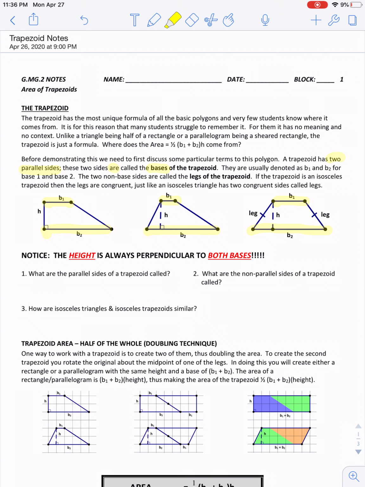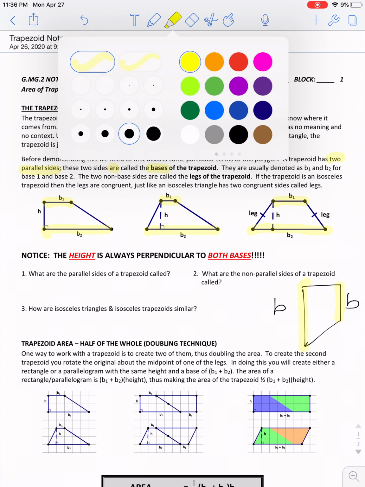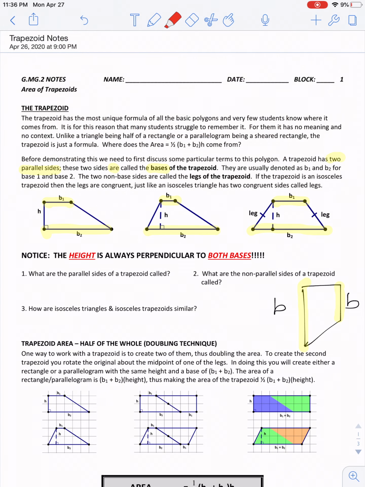It won't always be that way though, because notice if I draw one this way, my bases are here and here, because those are the 2 sides that are parallel. So just be careful. Realize that it's not necessarily the top and the bottom, but the 2 sides that are parallel. Another nice thing to note is that the sides that aren't parallel are called legs of the trapezoid.